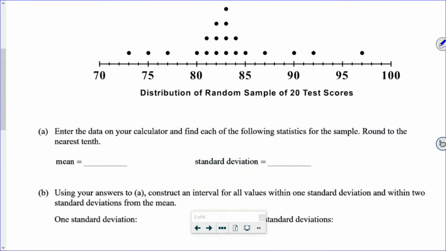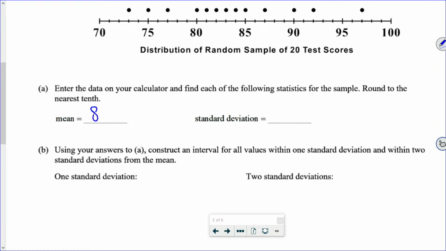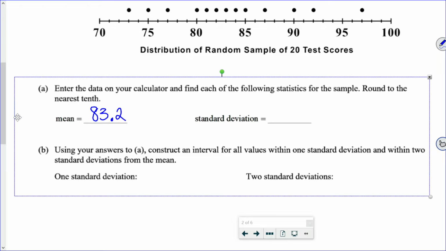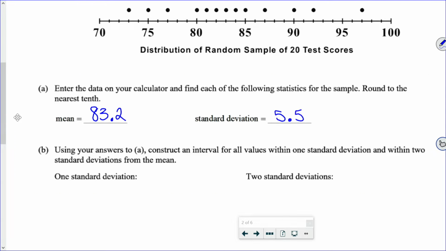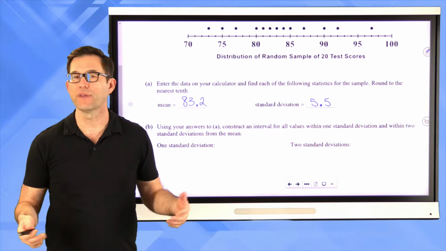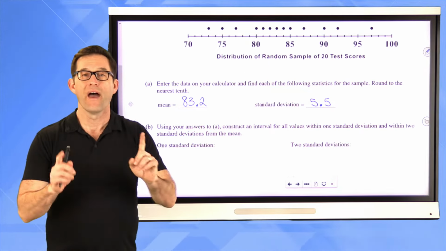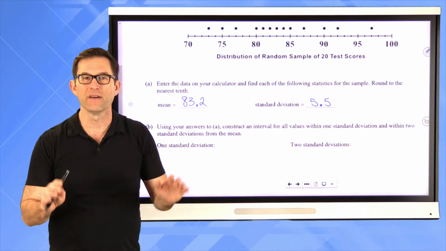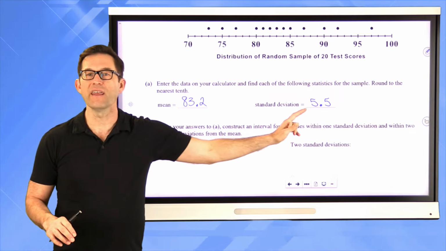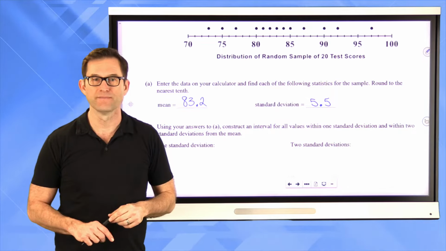83.2 and 5.5. Let's get those in. 83.2 and, whoops, 5.5. And again, it's easy enough. You can interpret mean, and you've been interpreting mean for years now. The average score out of these 20 was 83.2, and roughly, the average distance that any given score was away from the mean was about 5.5 points.